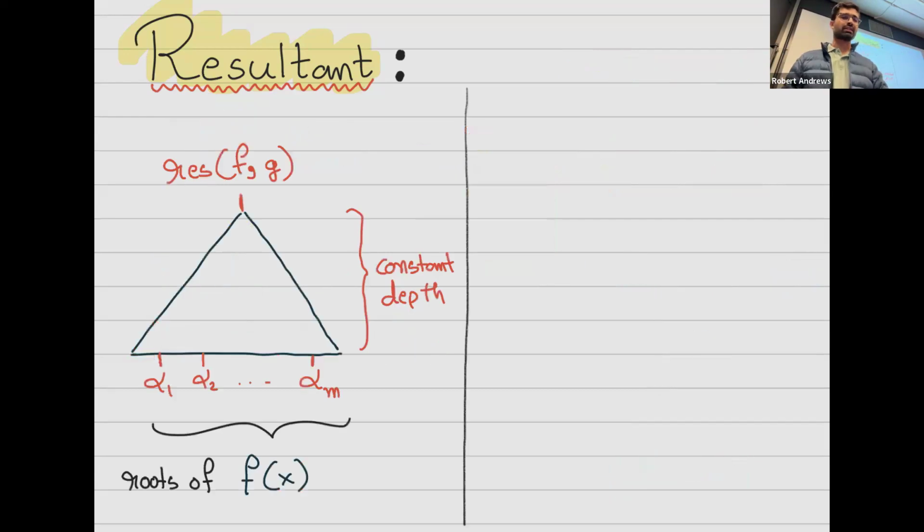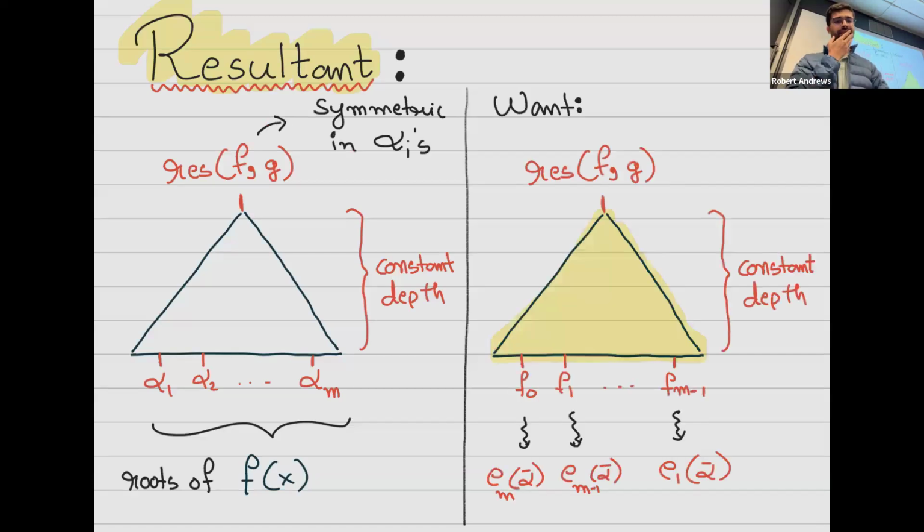So what is it that we had? I had a circuit for the resultant, which was constant depth, but took the roots of f(x) as input, right? And somehow from this circuit, I want a circuit that instead takes the coefficients of f as input. And the coefficients of f are essentially the elementary symmetric polynomials.